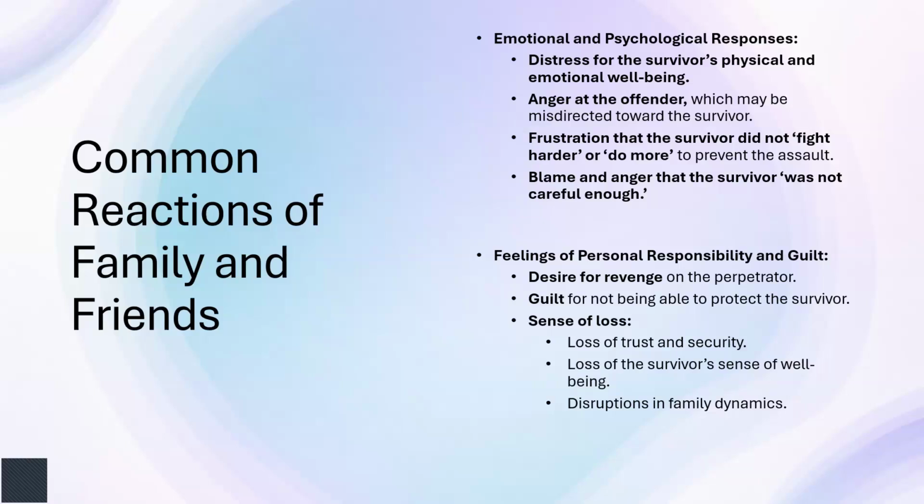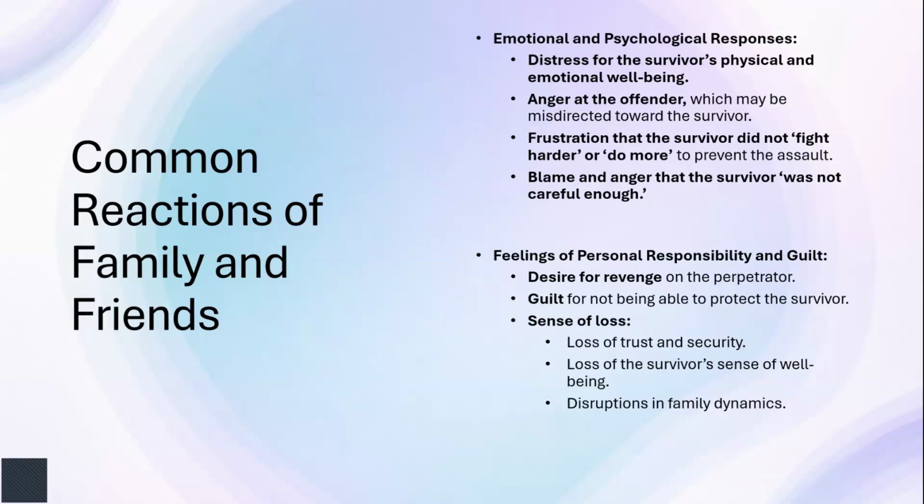What are some common emotional and psychological responses when it comes to secondary victims? Of course, distress for the survivor's physical and emotional well-being. They're stressed out: I can't believe this is happening to my spouse or my friend. Angry at the offender, that deep anger. With sexual assault, you may have a situation like, the offender sexually assaulted my kid. Both parents are angry and they want to retaliate against the offender.